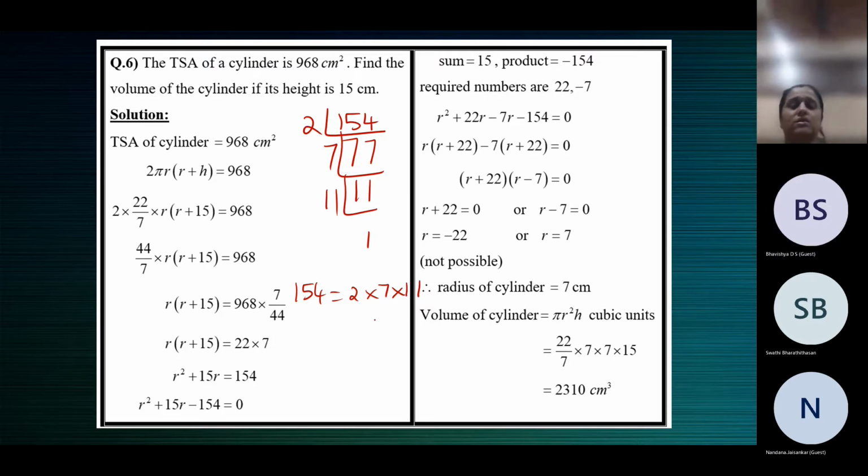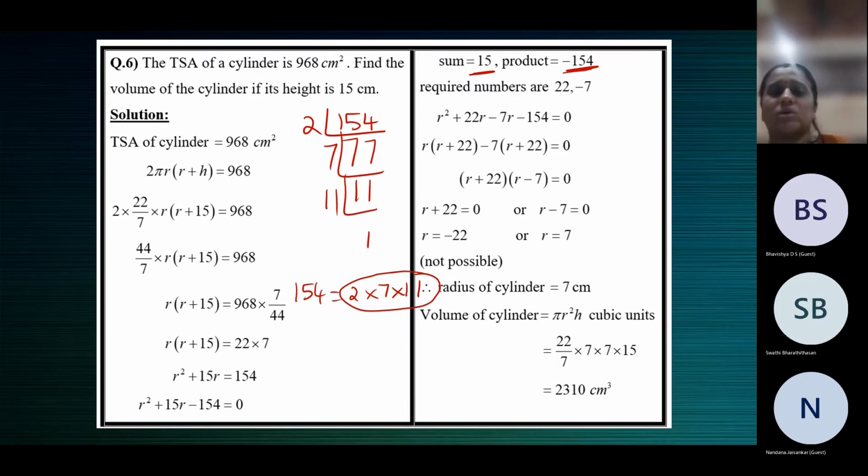Yes, ma'am. Okay, now listen to this very carefully, children. You should use these numbers 2, 7, and 11. You must make use of all the numbers, and you must make two numbers so that the sum is 15 and the product is minus 154. You can use the signs. When you make the two numbers, you can fix the signs to the two numbers.